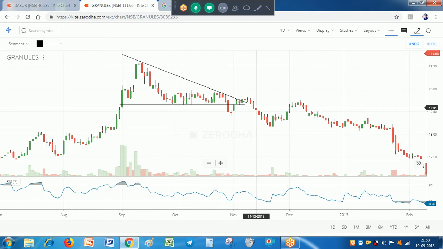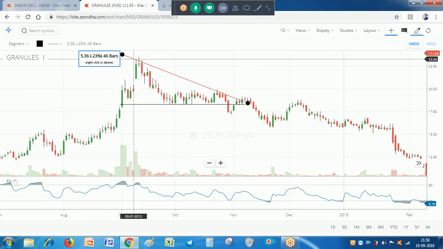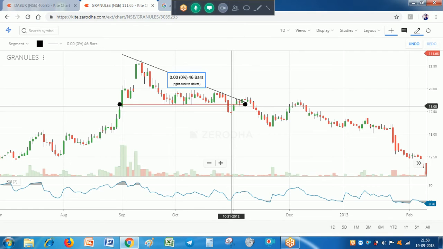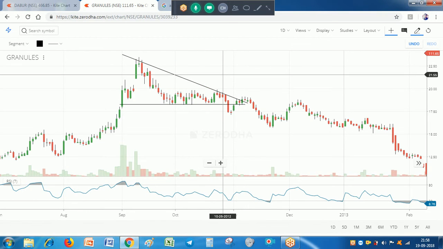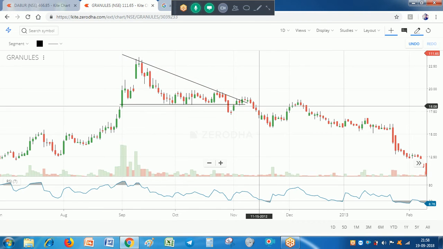In this case, lows are equal, so lows are acting as support and highs are acting as resistance. So we have to wait for the stock to give a breakout. It may break out either side, but generally it's a continuation pattern. Stocks are most likely to continue in the same direction, because the stock was falling, so it may continue falling down.